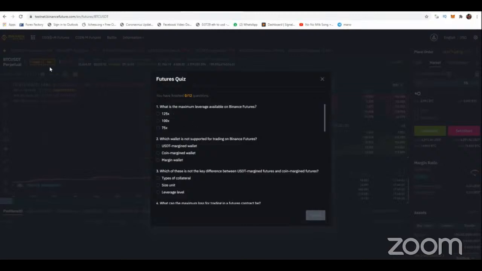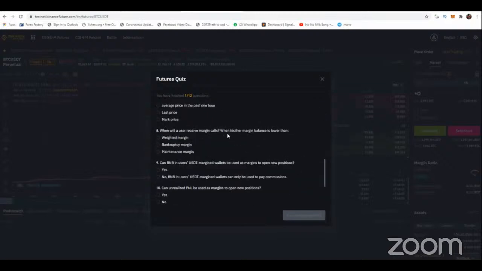And that one is quite easy, because we have been able to see that the maximum leverage available is 125 times. And so what you're going to do is try to answer all these questions.